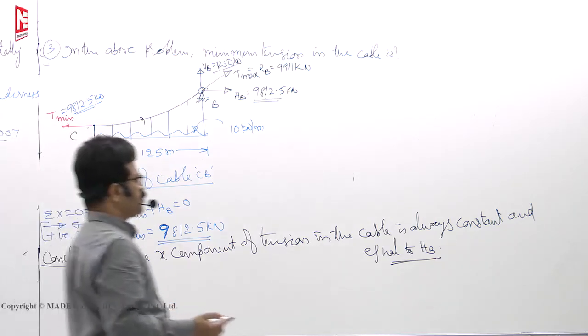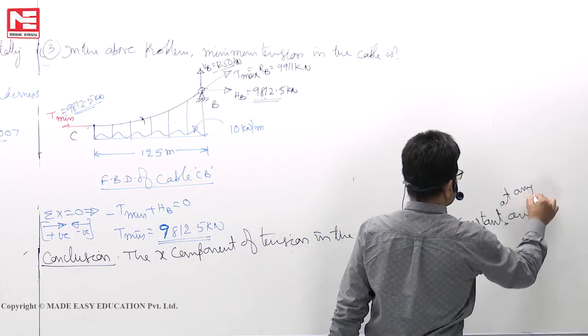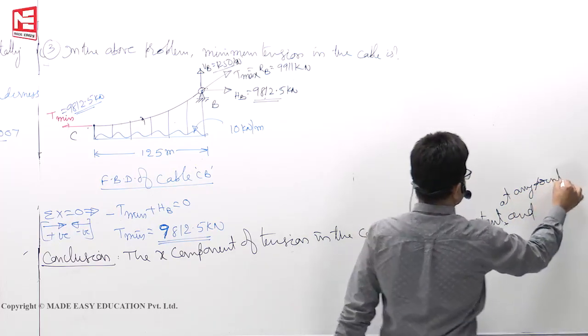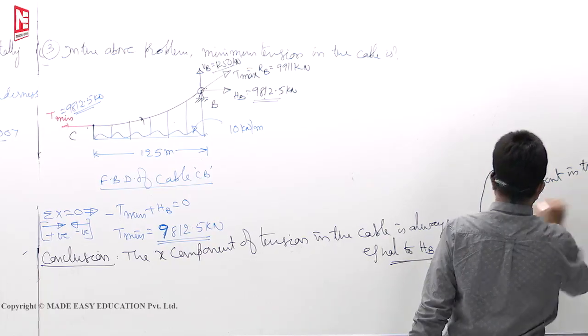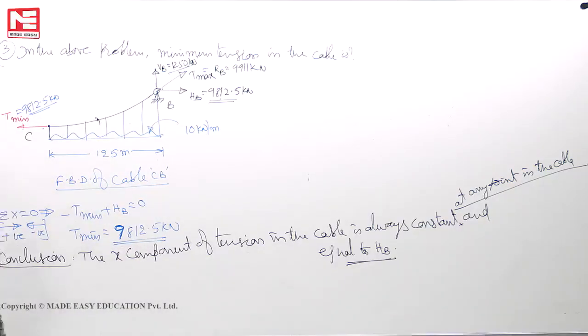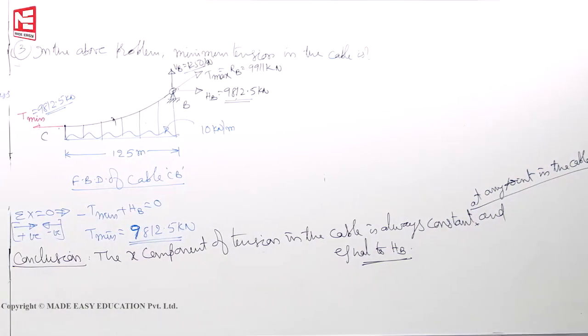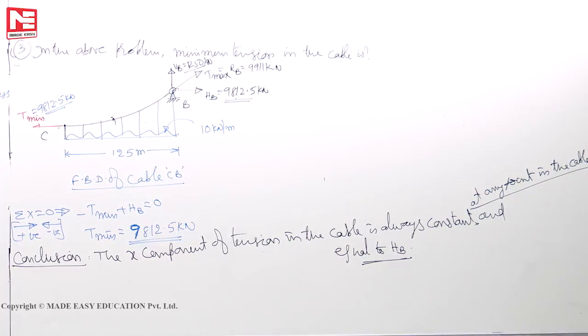It is always constant at any point in the cable and equal to HB. This is your third point. Now let us say the fourth point.